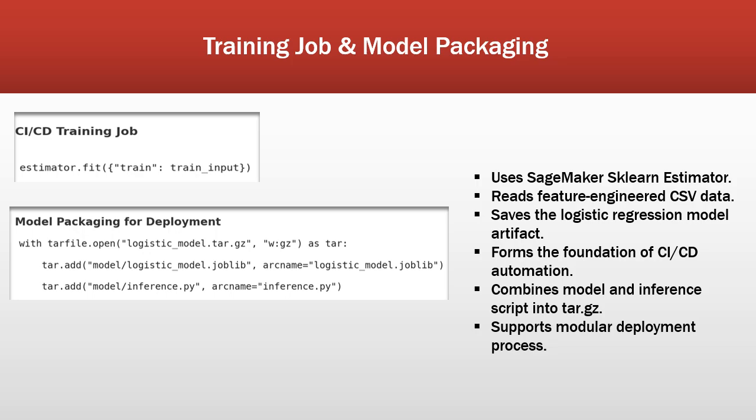Here you can see a sample training job kicked off using the Scikit-learn estimator in SageMaker. We used feature engineered CSV files stored in S3. Once training is triggered via the CI/CD workflow, the model artifact is generated. The package block shows how we bundled the model with its inference script using the tarfile module, enabling modular and reproducible deployments.